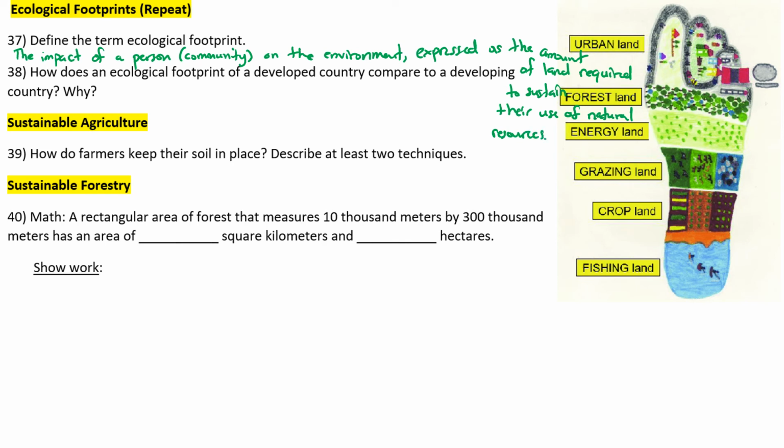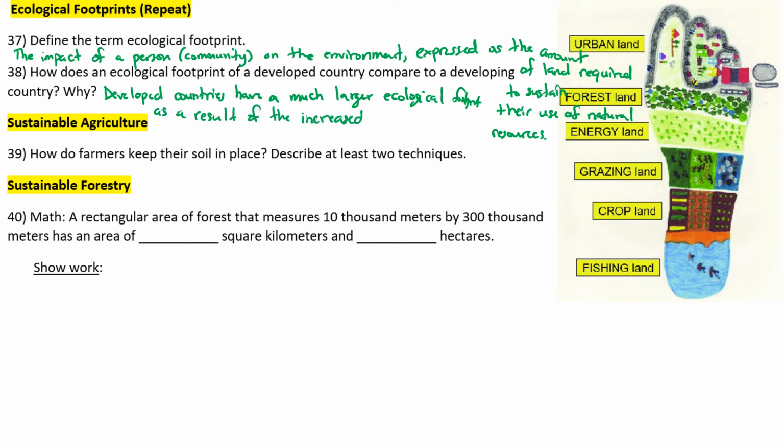38. How does an ecological footprint of a developed country compare to a developing country? Why? So developed countries have a much larger ecological footprint as a result of the increased energy demand.